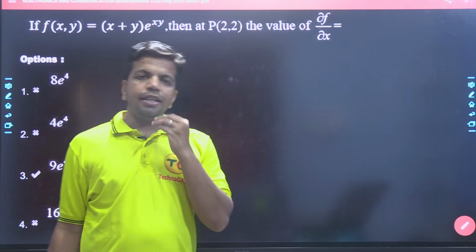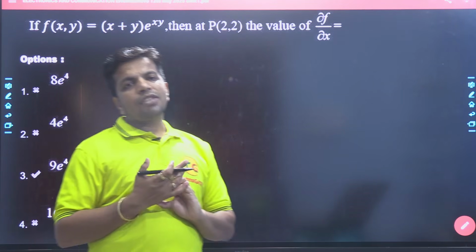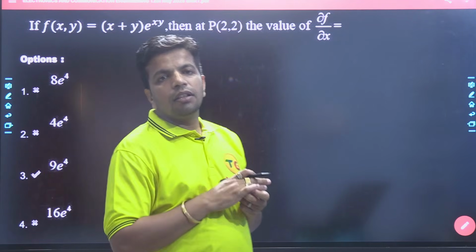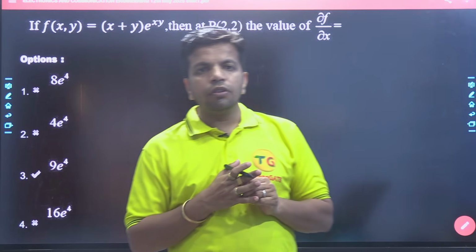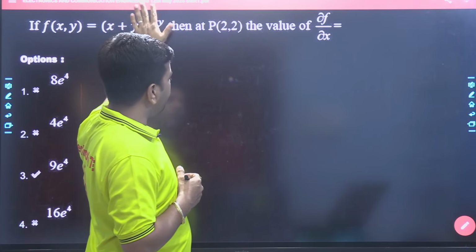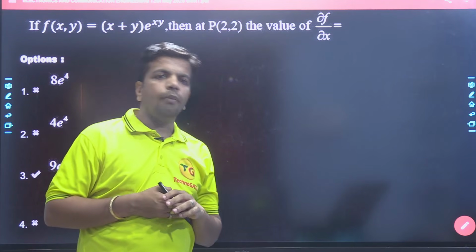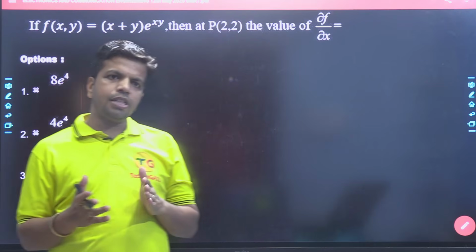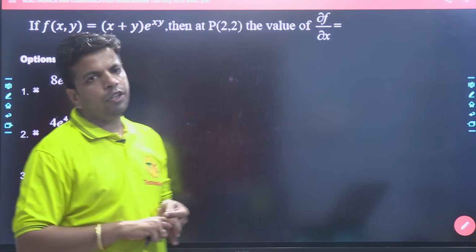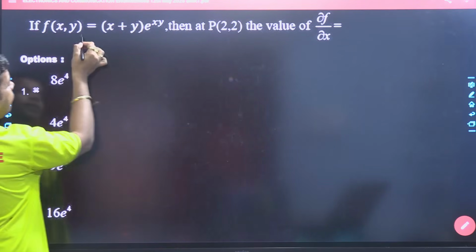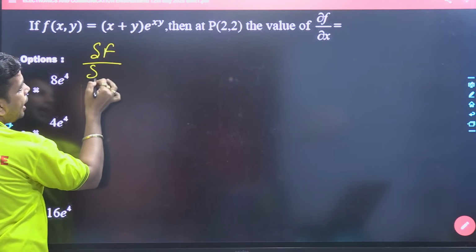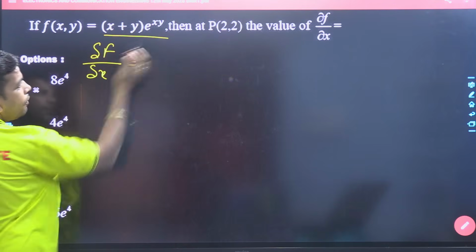Now see, the next question is, if xy equals (x plus y) e to the power xy, then you need to find the value of del f by del x at the point P(2, 2). Means we need to find the partial differentiation of this at the point 2, 2. So first of all we need to find the partial differentiation. Then in place of x you need to put 2, and in place of y you need to put 2. Okay. So if we are taking differentiation of this with respect to x, del f by del x, we need to do the differentiation of this.